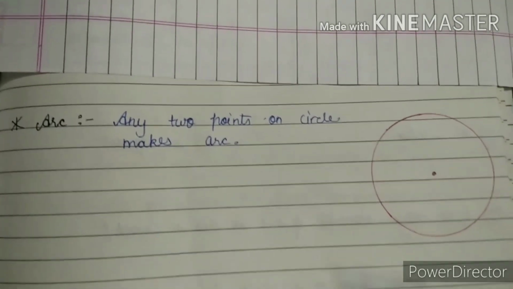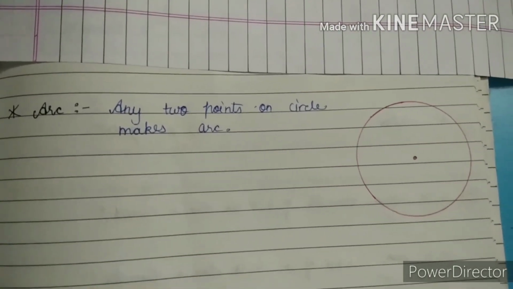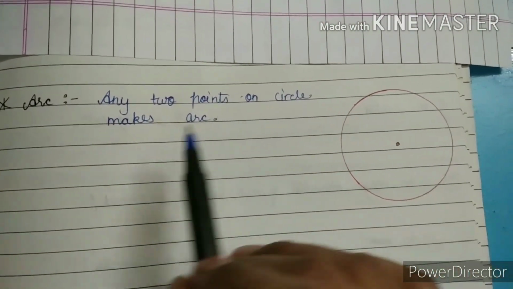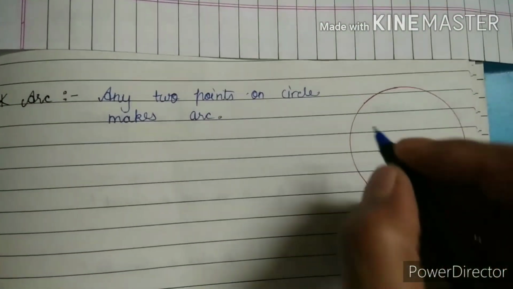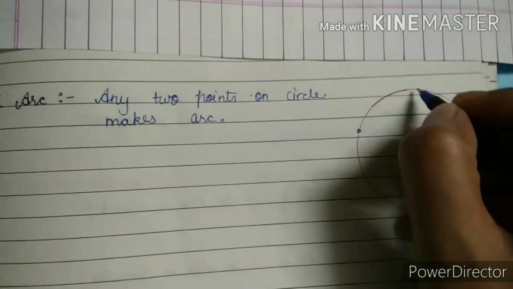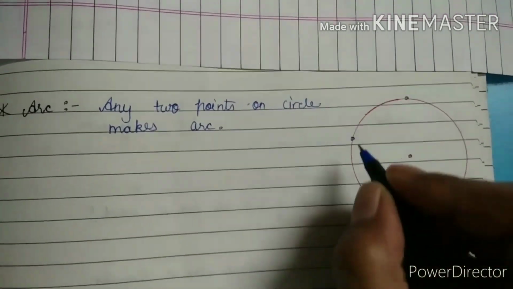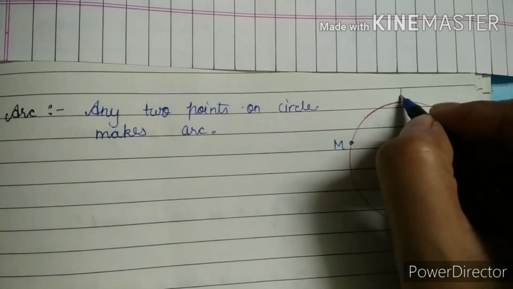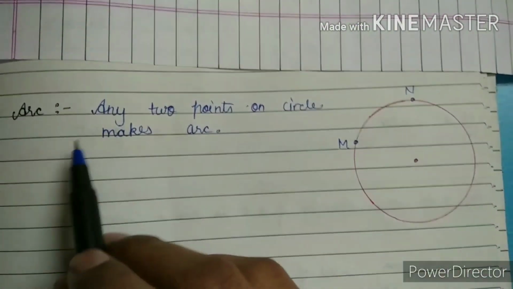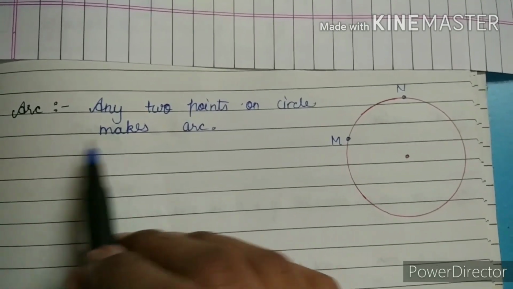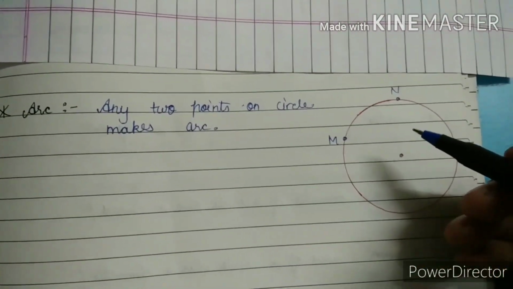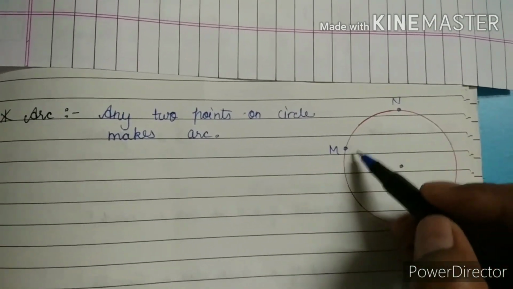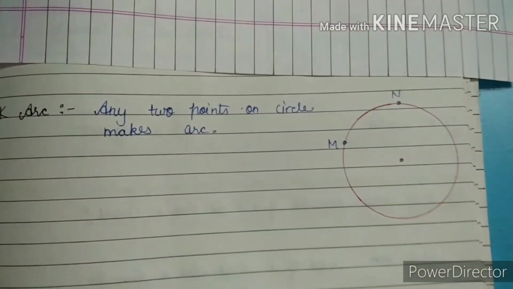Now the new topic is arc. So what is the meaning of arc? Arc means any 2 points on a circle make an arc. So any 2 points, here I am putting 1 point and here I am putting a second point. Here I am naming them M and N. The arc definition does not tell us to draw a line segment or anything. It only says any 2 points on the circle will be called an arc.